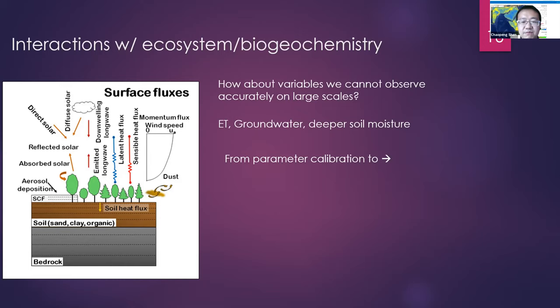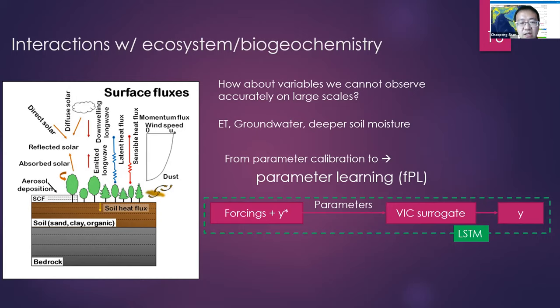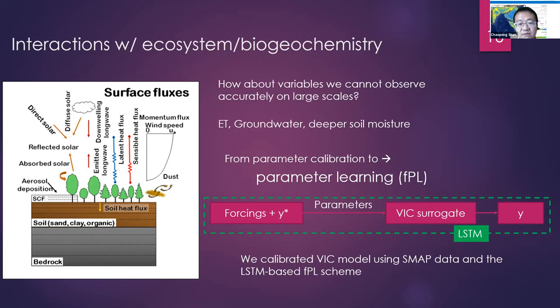Okay, we call it FPL, parameter learning. In this framework, we have the forcings and the responses, and then you have a network that predicts the parameters that go into a surrogate model, which is then compared with the soil moisture or whatever target that you have. So essentially we calibrated the VIC model. VIC is a very widely used hydrological model, using SMAP data and an LSTM-based FPL scheme.